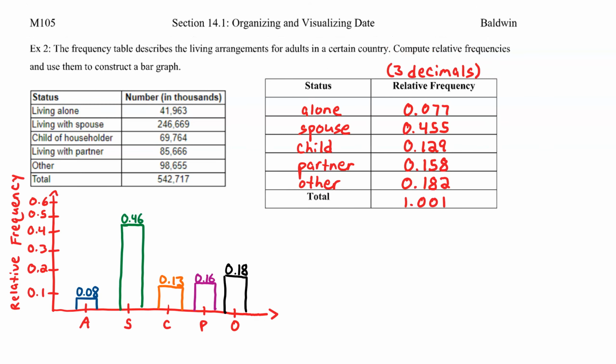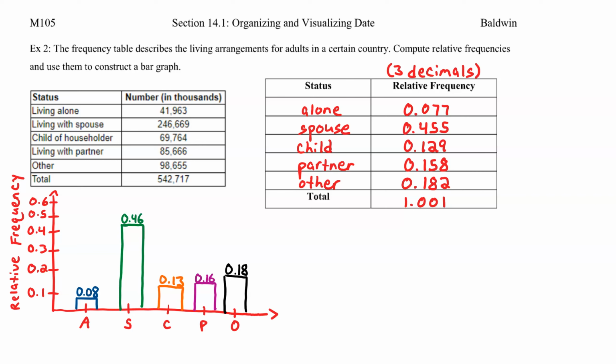Okay, so after you fill in your relative frequency table, you would have your different categories or living status in the left column. And then remember to get the relative frequencies, you're going to take the number of individuals in that particular class, so the number of people living alone, and divide it by the total number of people. And you do the same with each of those categories to get those decimals.